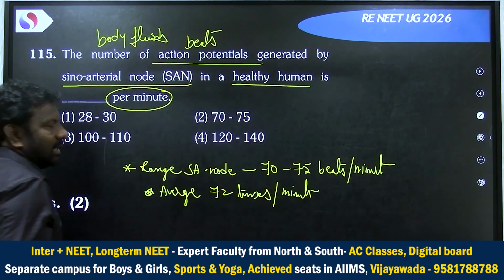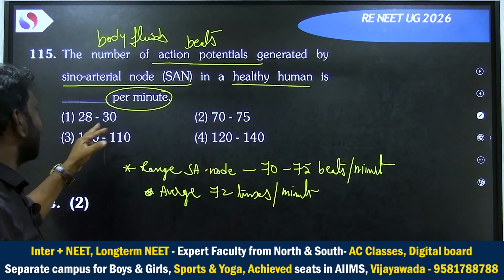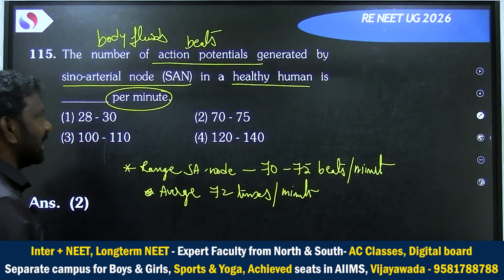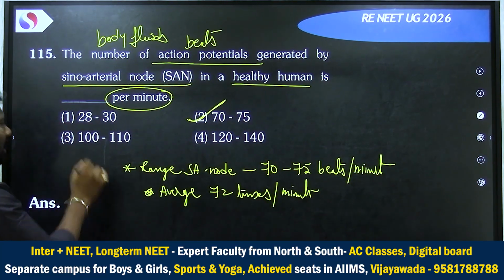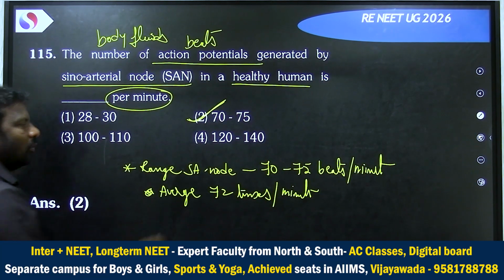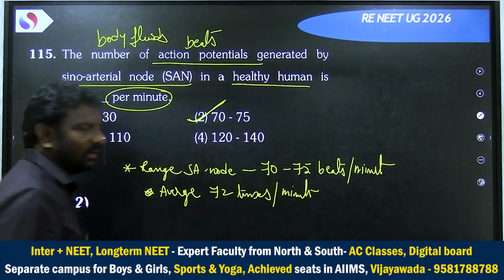Body fluids and circulation. First option is 28 to 30 beats they given. Second option is 70 to 75 they given. That is the correct one. Third option is 100 to 110. Fourth option is 120 to 140 they given.